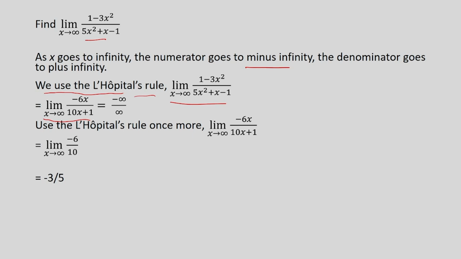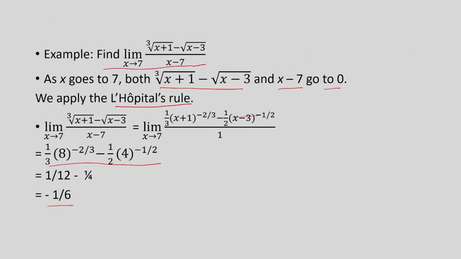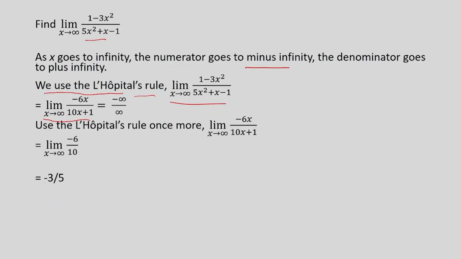Therefore, you apply L'Hopital's rule once more, and if you do that, minus 6x, if you take the derivative, becomes just minus 6, and 10x plus 1, take the derivative, it becomes 10. So, now it is easy to handle, it just becomes minus 3 divided by 5. Okay, so this is how we use L'Hopital's rule to find the limit of functions which are a little bit difficult to handle, and so L'Hopital's rule is very useful in that sense.